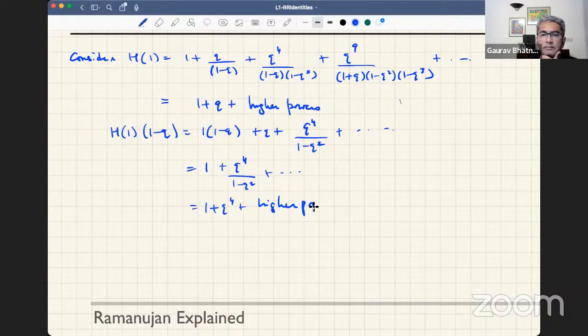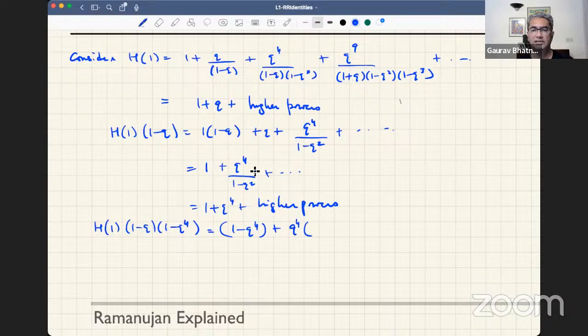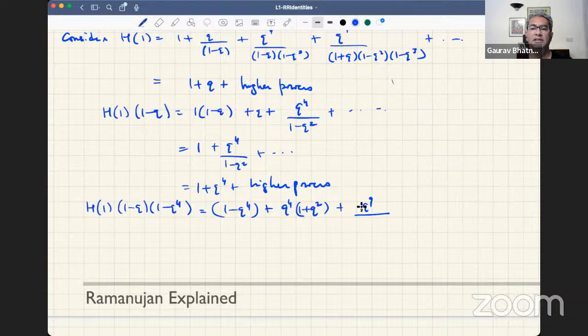So consider 1 minus q to the 4, and I'll get 1 minus q raised to 4 plus, so here I'll get q raised to power 4. So multiplying by 1 minus q raised to power 4, I'll get 1 plus q squared. And here I will get the third term, q raised to power 9 over 1 minus q. I'd already cancelled 1 plus q squared, and there's a 1 minus q cubed plus whatever. So again, this is 1 plus q raised to power 6 plus higher powers.